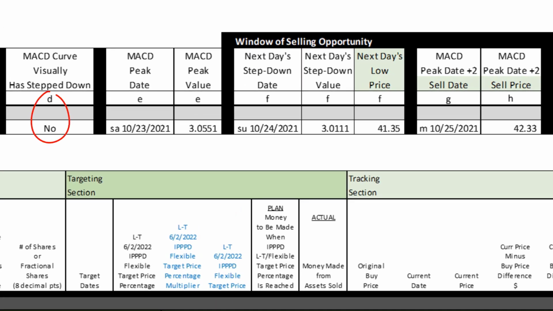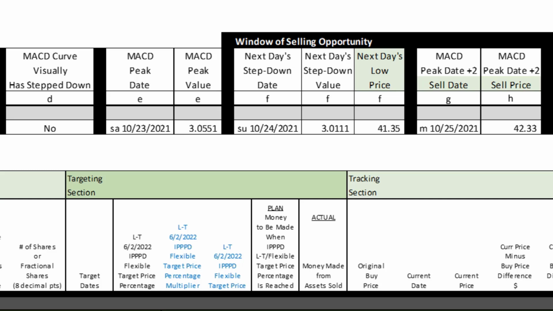D. On October 7th, the MACD had not stepped down. It was riding up to a peak. When it does step down, we know 1. The peak date is the day before, and 2. That day's MACD value. I'm going to skip E for the moment and go to F.